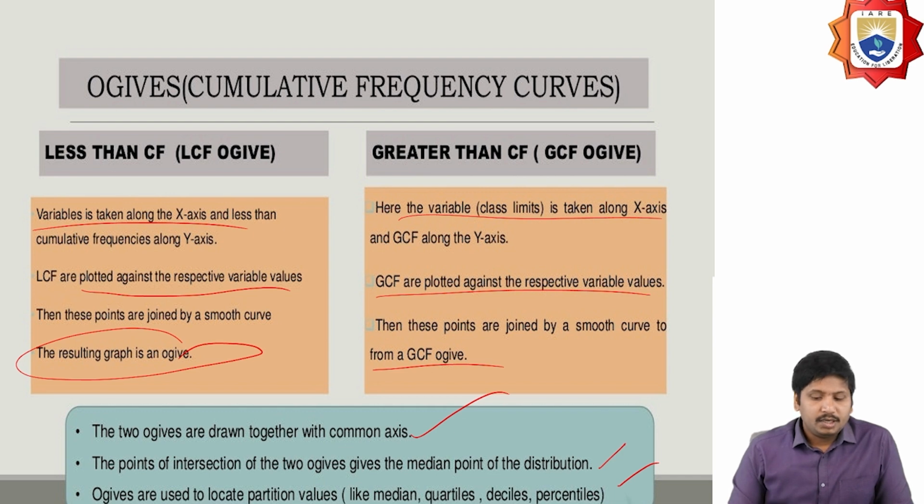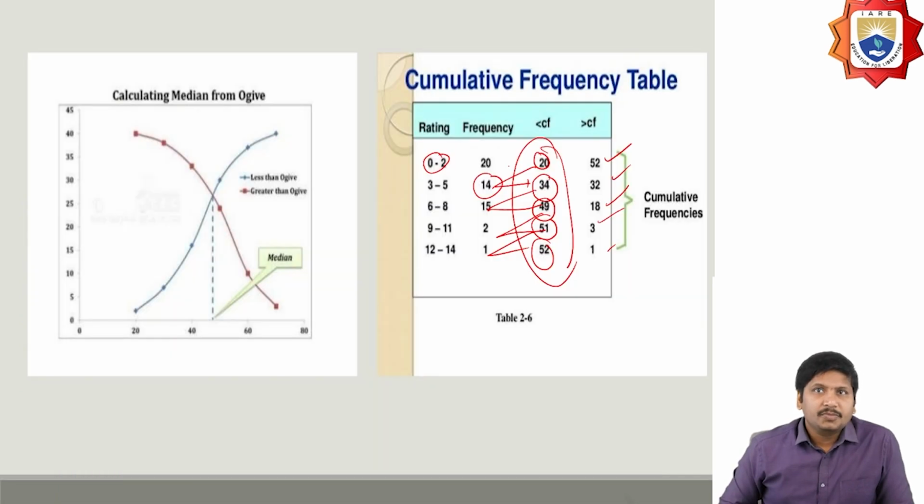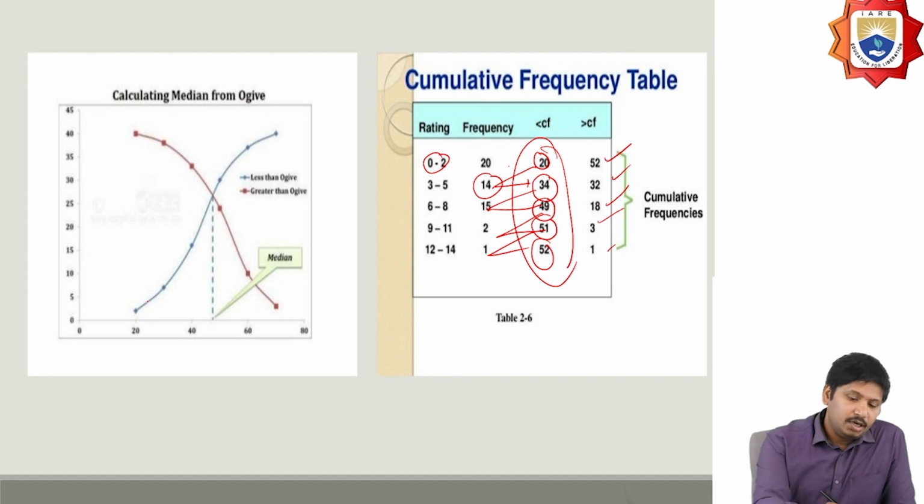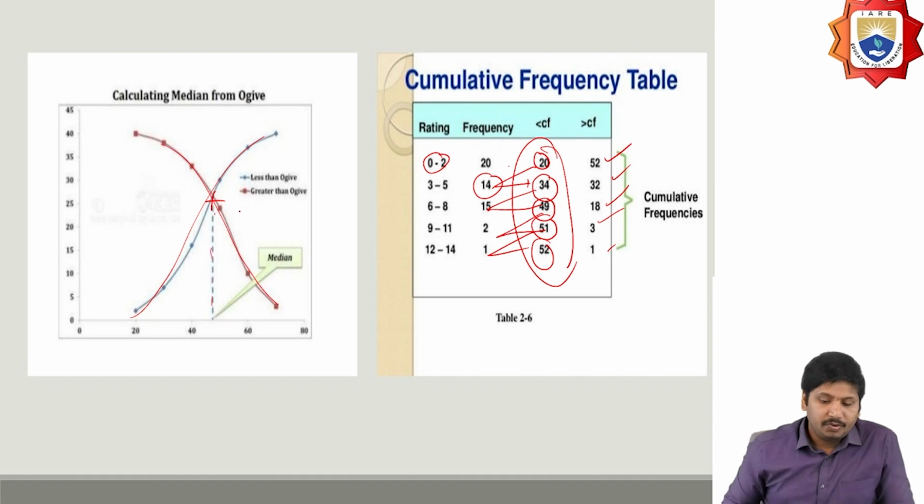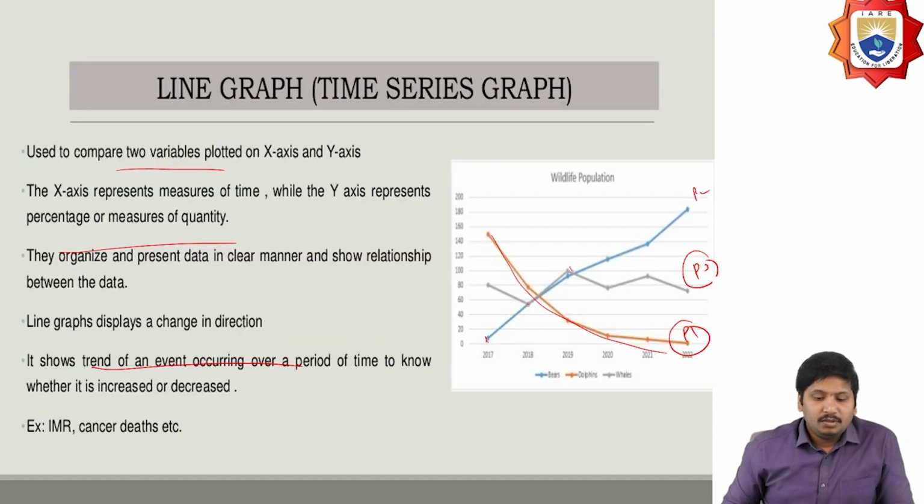Less than ogive and greater than ogive are the two types. So this is the representation. If I join the intersection point of the two ogives, it gives the median of the values. And the line graph is also called a time series graph, which is plotted along time.